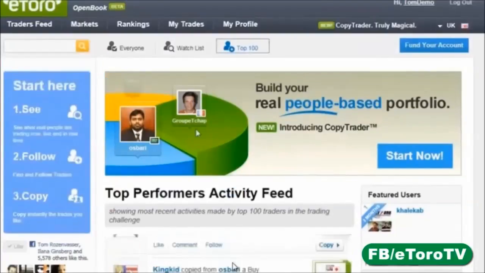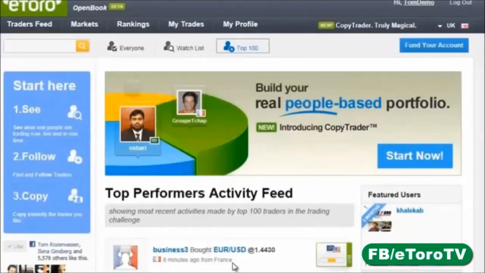Very good. So now we know what we can see. Follow, I already showed you that as well. You can follow people. You can add them to your watch list. But we can also copy. And that's the main benefit of the open book. Now here you can open positions one after another, but is that really valuable? How will you know if you should open and copy this position, this buying of the euro dollar at this rate? How will we know if this is a wise decision to do? Well, we're going to show you right now our latest feature, which is called Copy Trader.